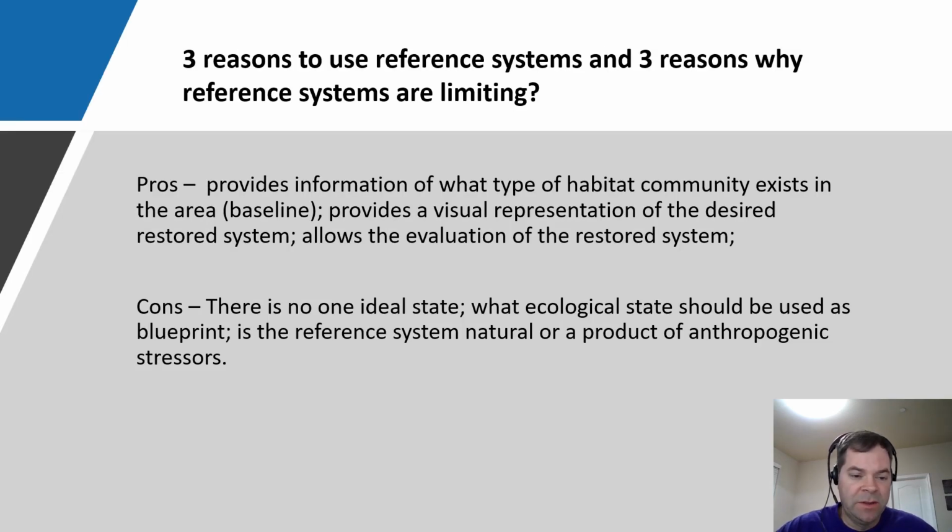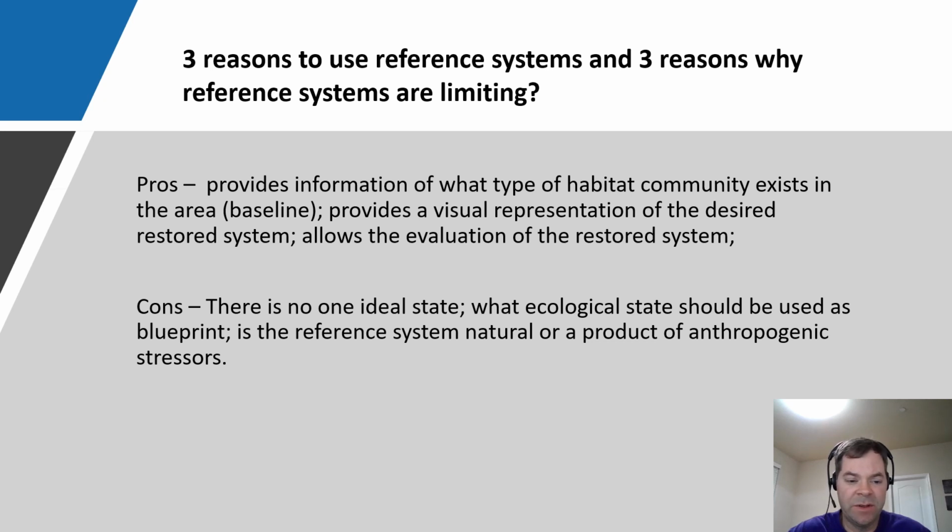There are three main reasons why you want to use a reference system. The first one is the reference systems provide information on what type of habitat currently exists in the area. So it can provide a baseline of what you want to restore your site to. It provides a visual representation of the desired restored system. So you can see the current habitat community that exists on the reference site and get a visual representation of what you want to restore your site to. And it allows you to evaluate the success of the restored project.